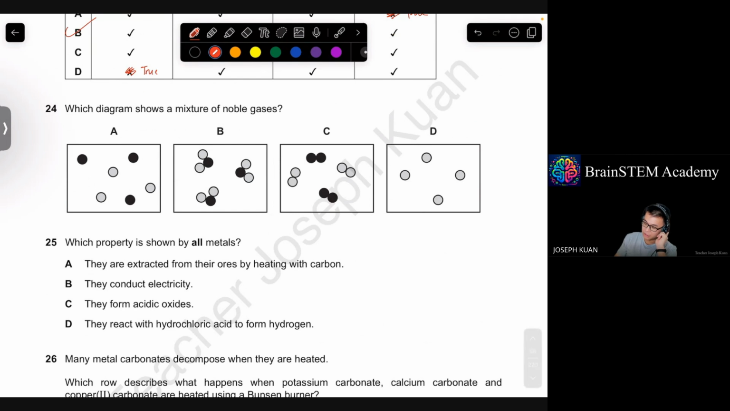Which diagram shows a mixture of noble gases? The keyword here is mixture of noble gases. A trap here is, let me just try to eliminate the answers first. B and C are definitely off because noble gases are monoatomic. They exist essentially alone. All of them are single monoatomic atoms. And then it's either A or D. So it's a mixture, so it should be A. A mixture is composed of two or more chemicals physically mixed together.